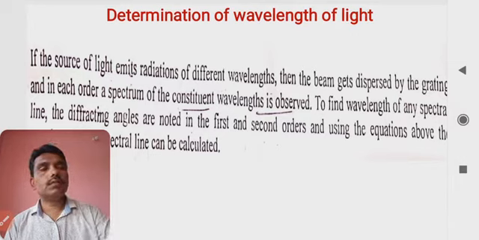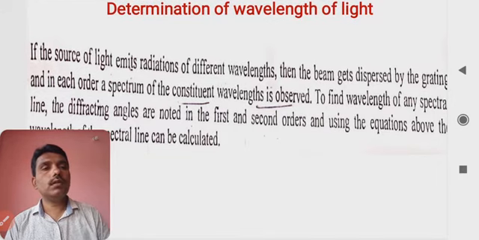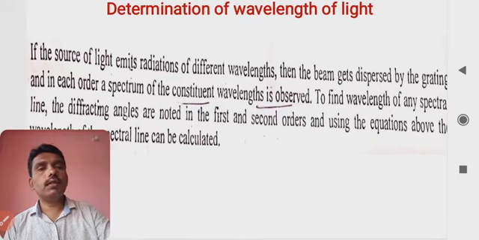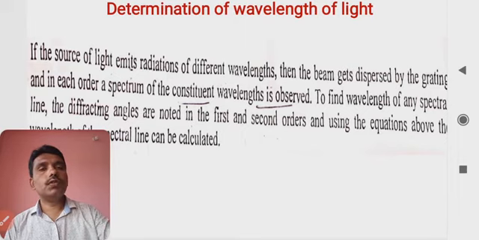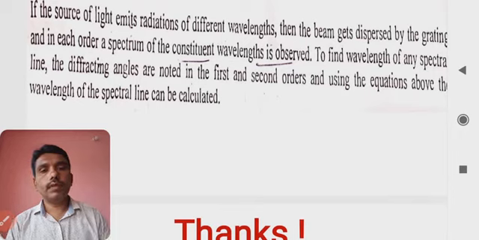grating, and in each order a spectrum of the constituent wavelengths is observed. And to find out the wavelength of the spectral line, the diffraction angles are noted in the first and the second order. And using the equations above, we can calculate the wavelength of the spectral line.